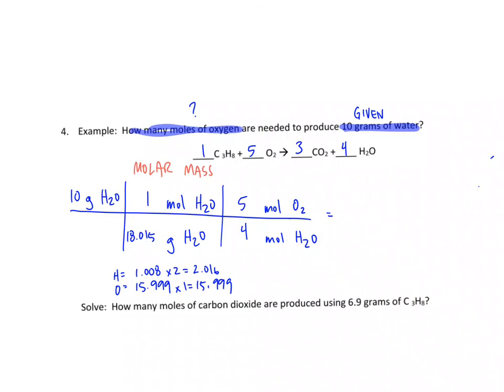10 times 1 times 5 is 50. And then 18.015 times 4 is 72.06. And when I divide those two, you should get an answer of 0.694 moles of oxygen gas. So again, this is example 4. Use example 4 to answer the question below and submit your response in the Google form.